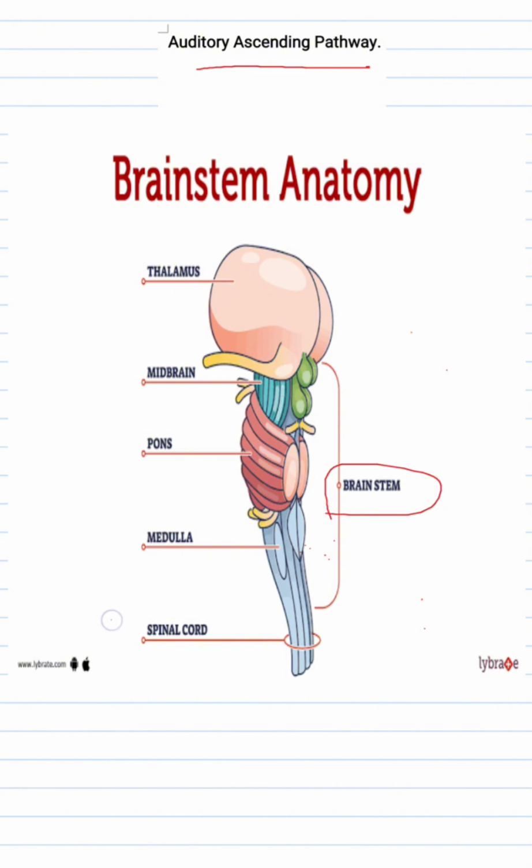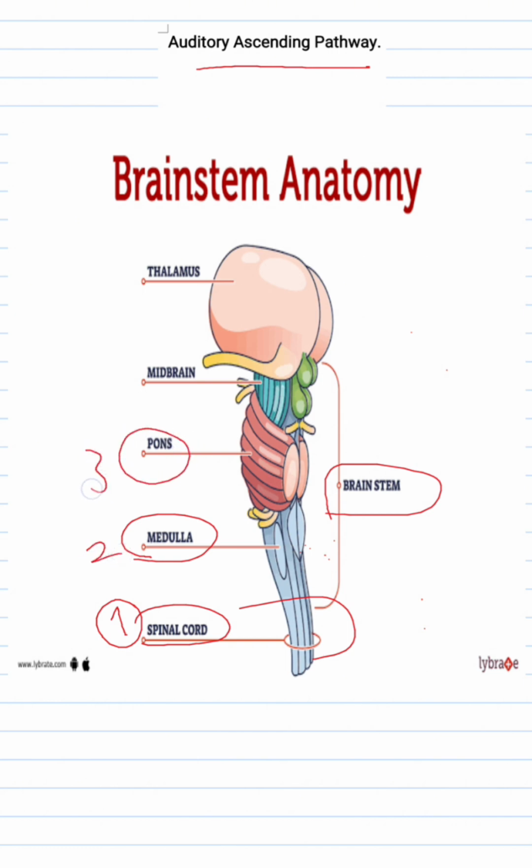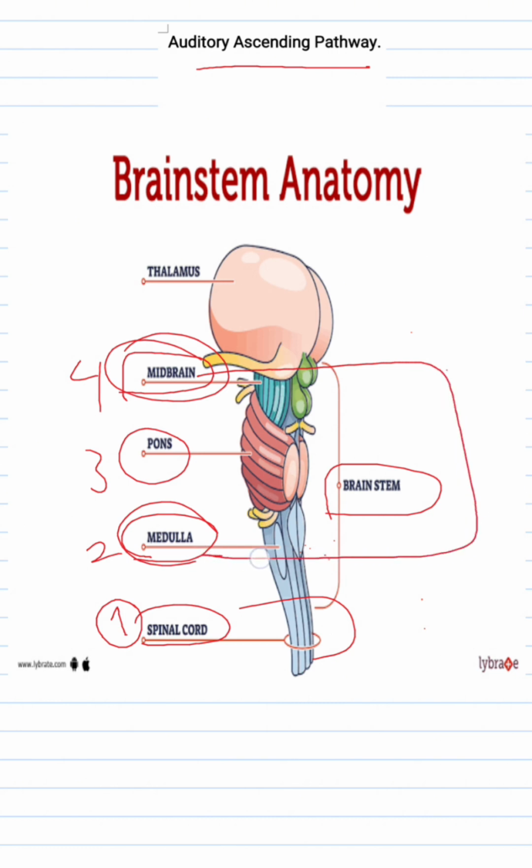Here at first we have the very upper part of the spinal cord. Then we have the medulla. The third part is pons, and the last part is the midbrain. But the midbrain and medulla are the very most important components here in the brainstem that we are going to use in the auditory ascending pathway.